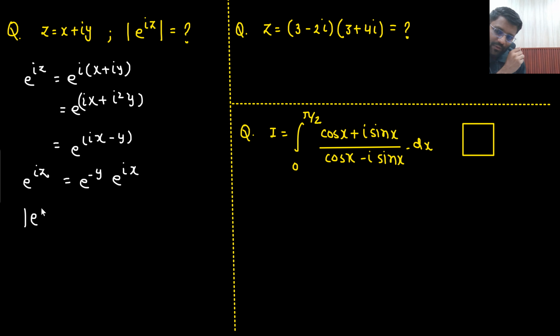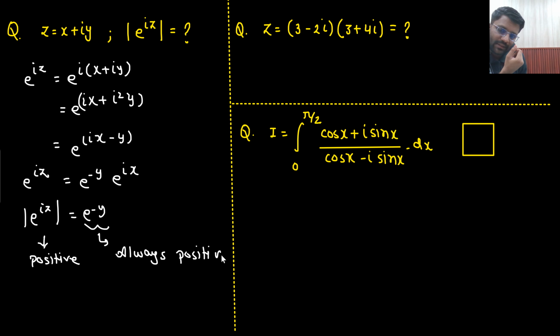And if I talk about the magnitude, what is the magnitude? So the magnitude is nothing but e to the power minus y only. Here I don't need to put the magnitude sign. Why is that so? Because, sir, magnitude means it has to be positive, right? What is the meaning of magnitude? It has to be positive. And I always know that this will be always positive.